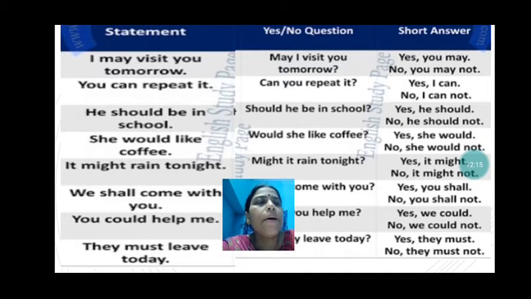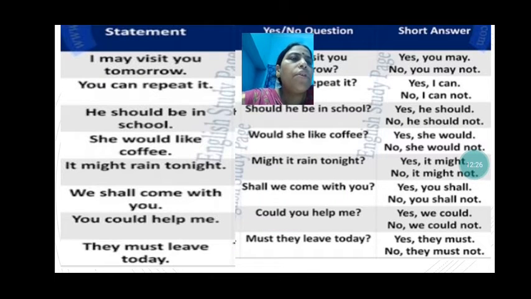So children, remember how to do it. The modal verb comes in front. Yes, it might. No, it might not. We shall come with you. Shall we come with you? Yes, you shall. No, you shall not. You could help me. Could you help me? Yes, we could. No, we could not.